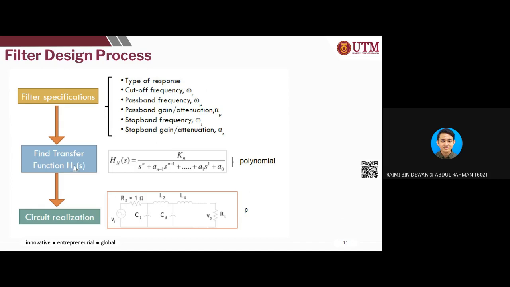So if you can see, there is H of S with N here. What does it mean? It means it is a normalized transfer function. N means normalized transfer function. So this is the normalized transfer function in terms of polynomial. Let's say the filter order is 2. So you will have K2, S2, A2 minus 1, S2 minus 1, and so on. So N is the order.